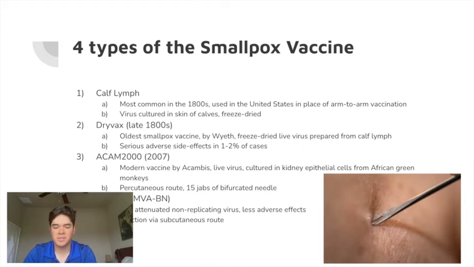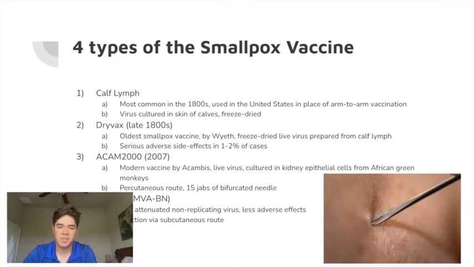So then in 2007, ACAMBS developed the ACAM 2000, which consisted of a live virus, but instead of using the calf lymph, they actually used kidney epithelial cells from the African green monkey. The route that is used to administer this vaccine is percutaneous, consisting of 15 jabs of a bifurcated needle through the skin.